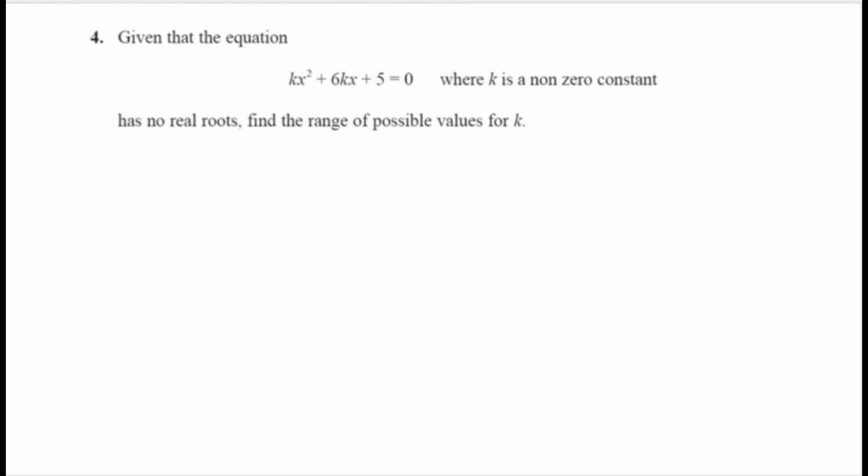Next question. Given that the equation kx squared plus 6kx plus 5 equals 0, where k is a non-zero constant, has no real roots, find the range of possible values of k. So first, we know that no real roots means b squared minus 4ac is less than 0. So write the equation kx squared plus 6kx plus 5 equals 0.